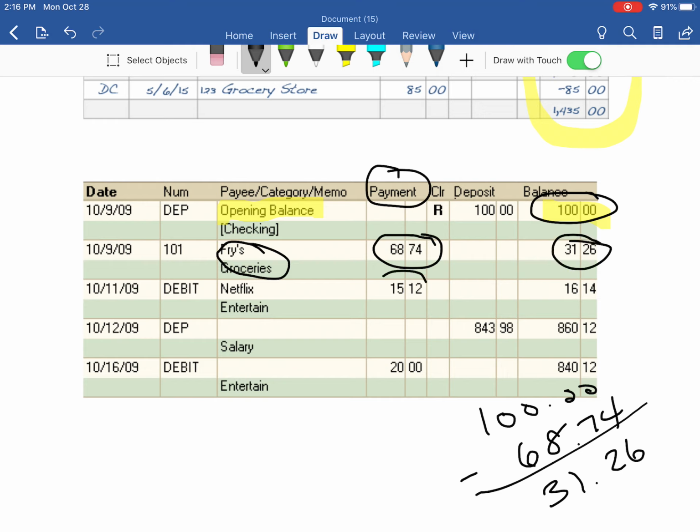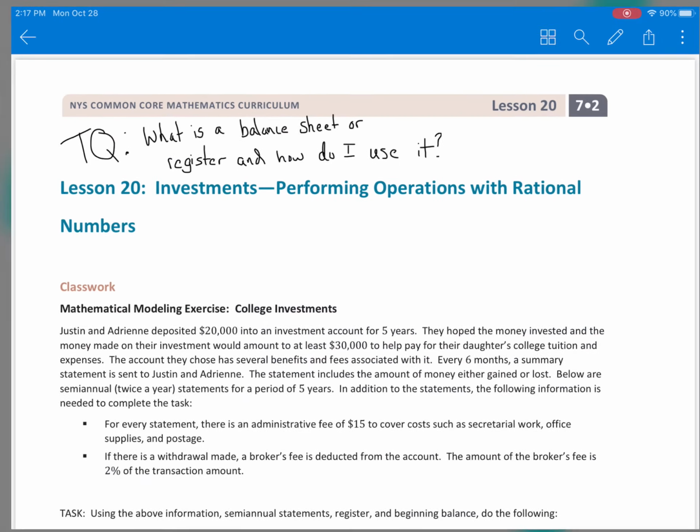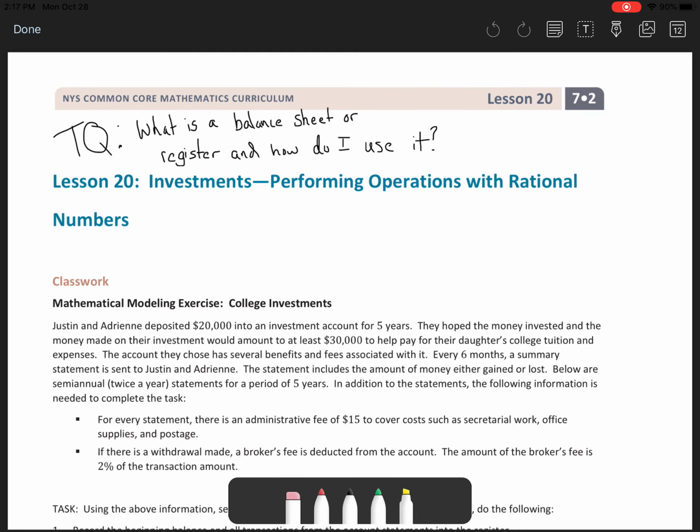Then I spend $15.12 on Netflix, and now I have $16.14. Next, I have money here in the deposit column, which is salary. So that's money that is getting added, so you can see that my total here goes up. So that's a balance sheet. That's what we're going to be working with. We're going to be making one of our own here.